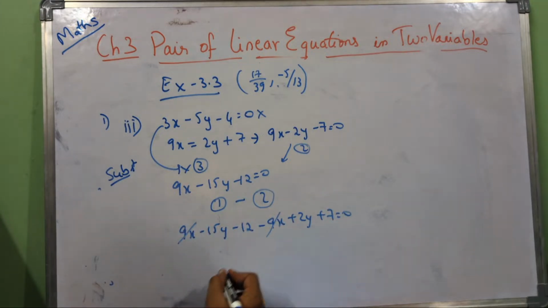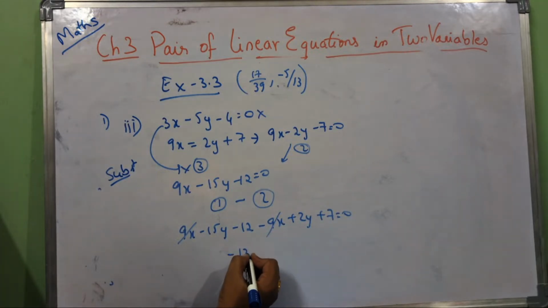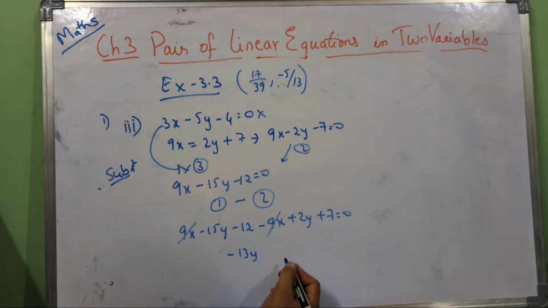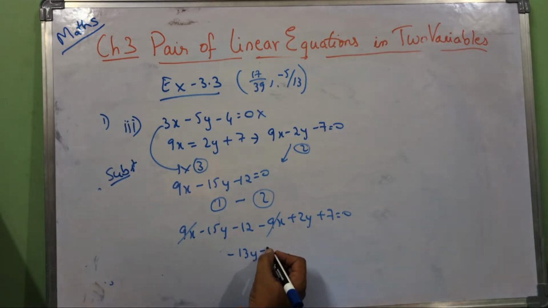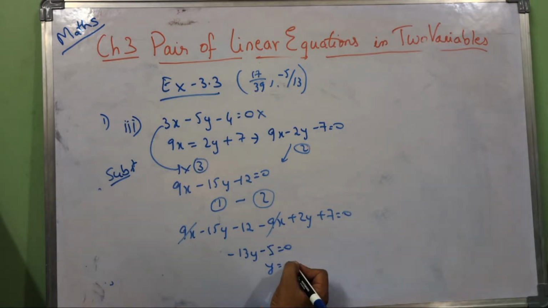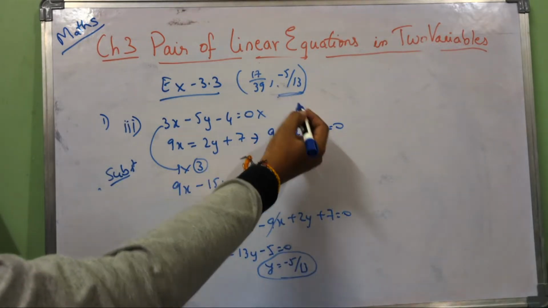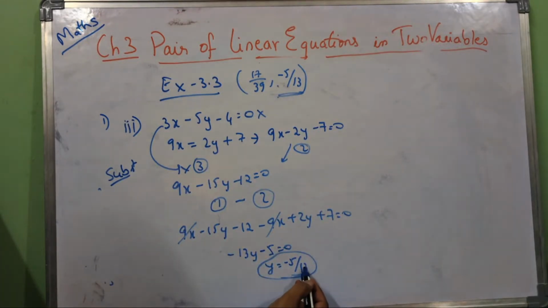9x and 9x get cancelled. Minus 15y plus 2y, which is minus 13y, minus 12 plus 7 is minus 5 equal to 0. So y value is, if you move to the right side, minus 5 by 13, that is 5 by minus 13, both the same. So y value is minus 5 by 13. So as per substitution as well as elimination, both the y values are correct.